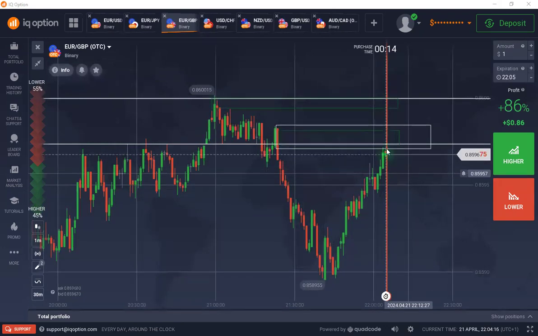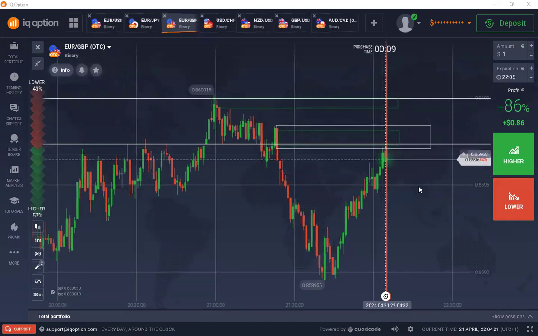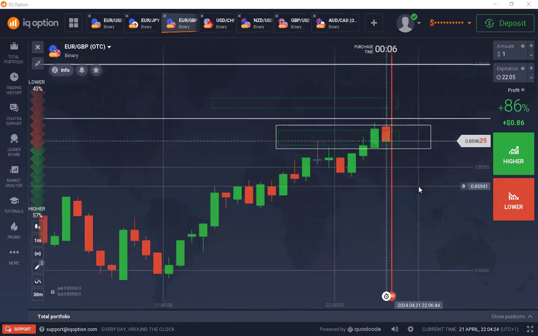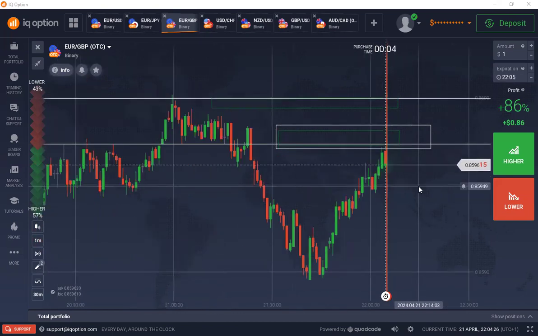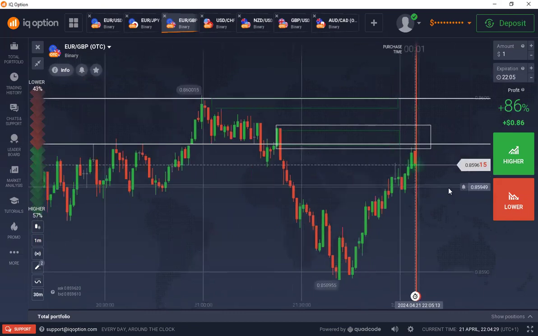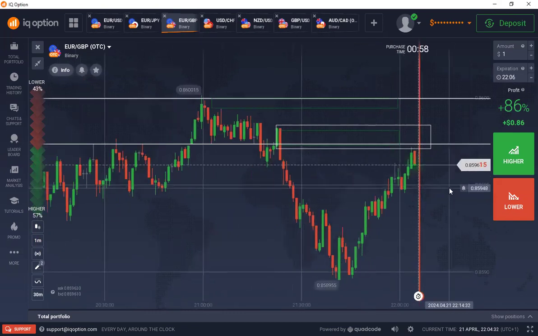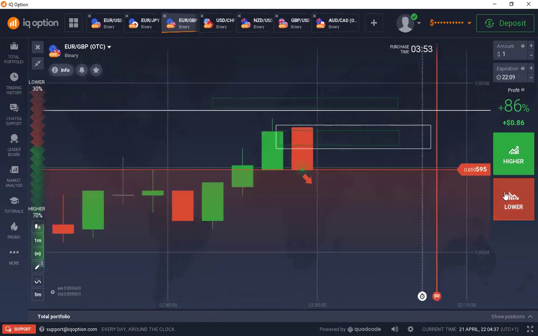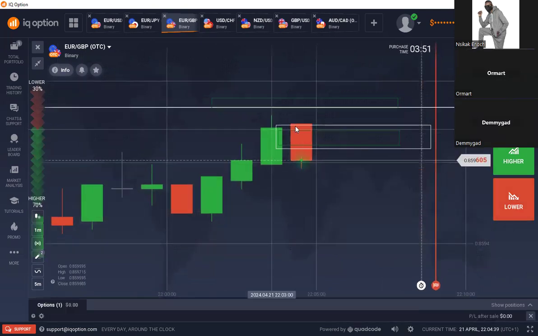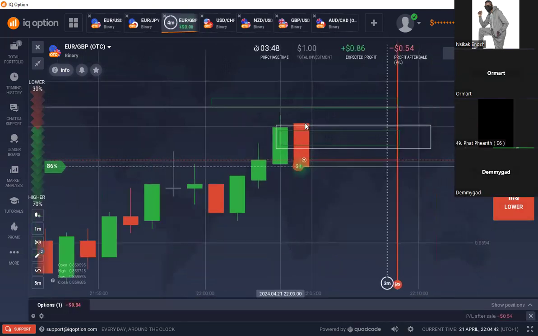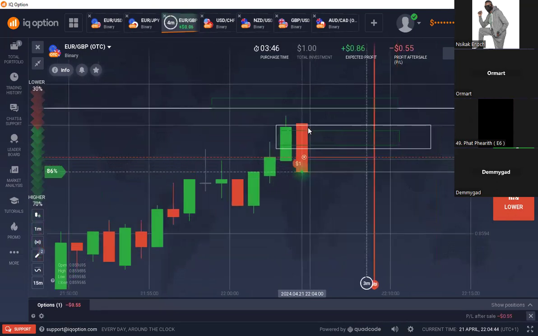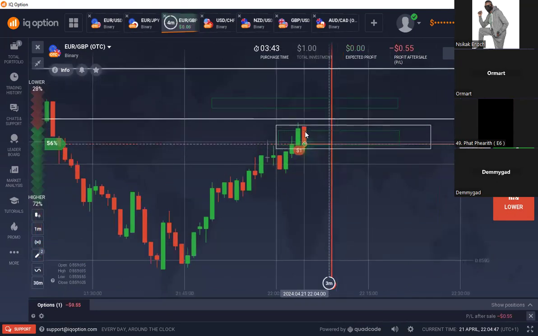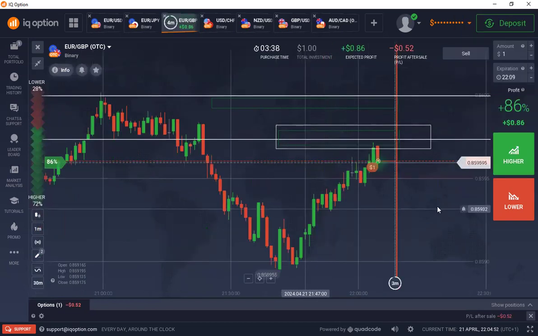You see a rejection first. Always trade when the price touches the zone. Let your entry be a little bit earlier. Don't trade when the market has moved away from the zone. This is not the live account, so that's why I can trade anyhow.